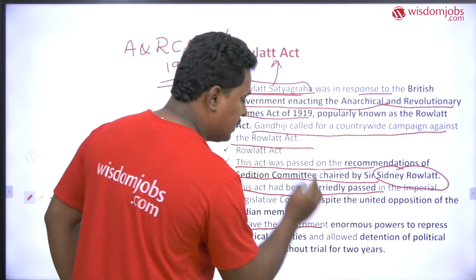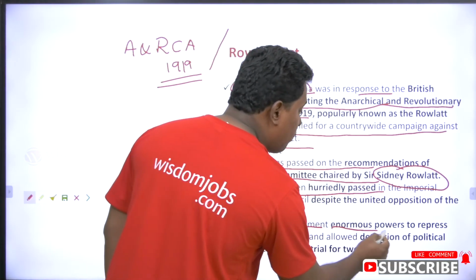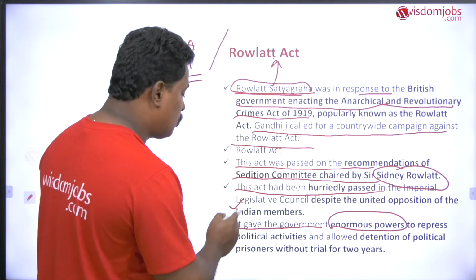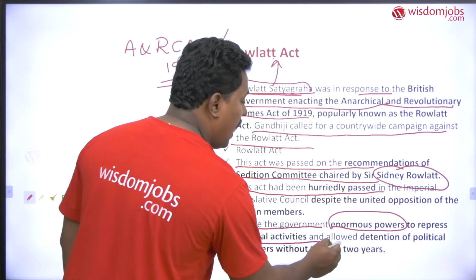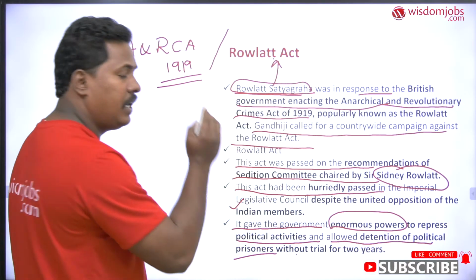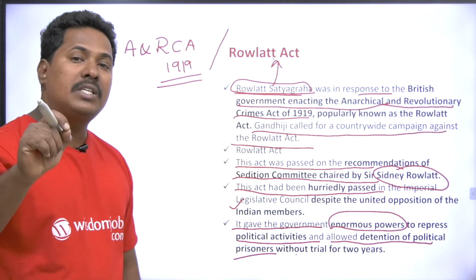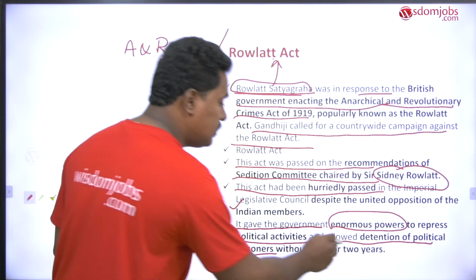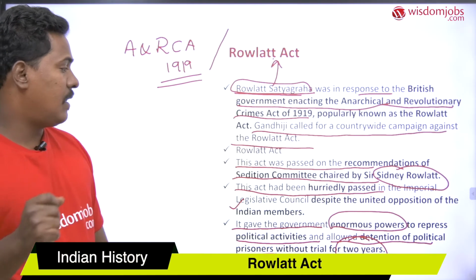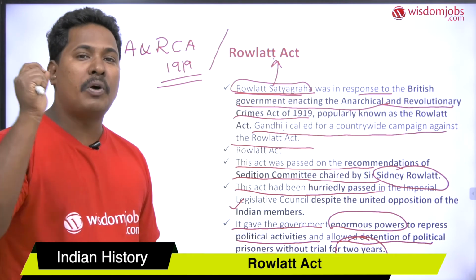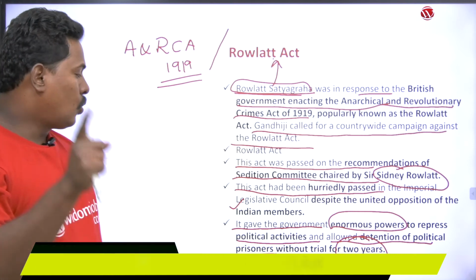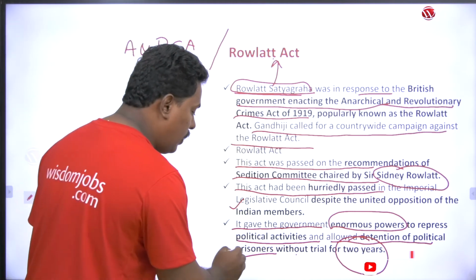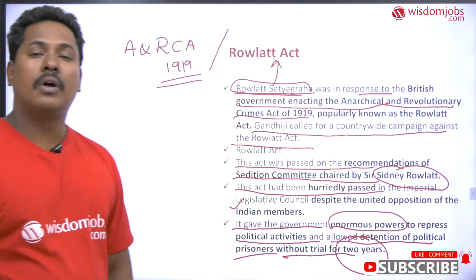And next, and this is very, very important, it gave the government enormous powers. The government means the law and order under the control of the government, right? Enormous powers to repress political activities, allowed detention of political prisoners. It allowed the detention of political prisoners without any kind of warrant and without any kind of trial or prosecution for 2 years. How many years? For 2 years. So this act gave enormous powers to the British government to repress political activities and allowed detention of political prisoners without trial for 2 years.